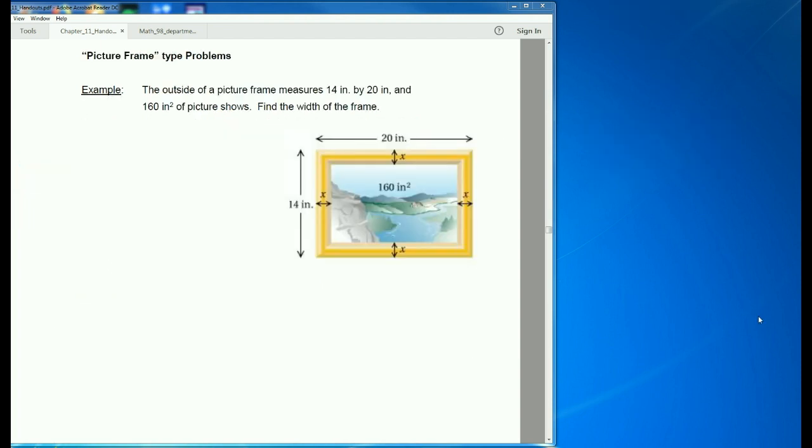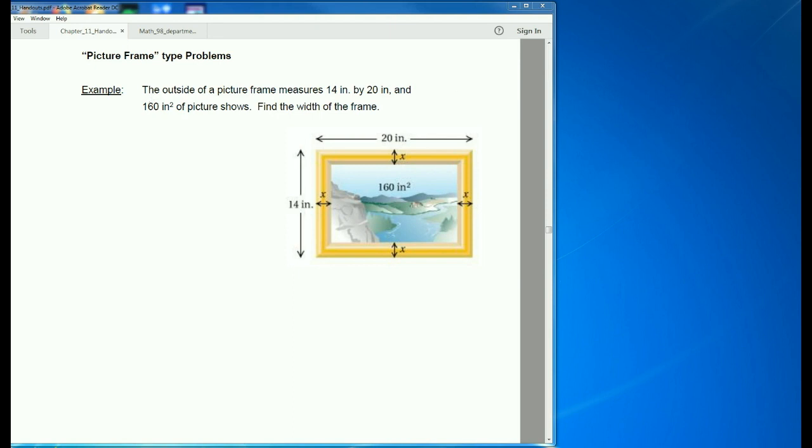Okay, so the picture frame type problems, these are basically just a twist on the rectangle area problems. But I just want to show you how they work because, as usual, the hardest part is just setting up and understanding how to write the equation. And in this case, I took this picture, it's straight out of the book. It's actually very nice. They were very generous that they actually labeled the variable for you. So that should make it easier.